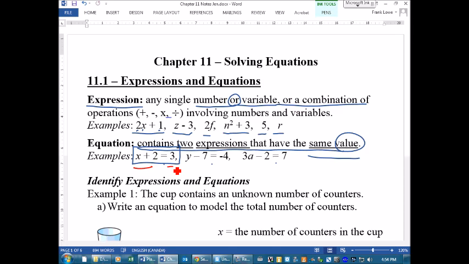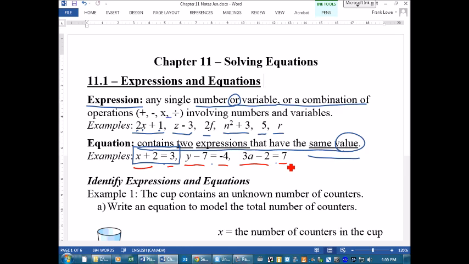Likewise, y minus 7 has the same value as minus 4. So that means y must be a positive 3. So 3 take away 7 gives you a negative 4. Likewise, over here, 3a minus 2 has the same value as 7. So a in this case must be, what is it? 0.5, I think. No. 3 times 3 is 9. Oh, a is 3. Anyways, we'll get to all that stuff later on.